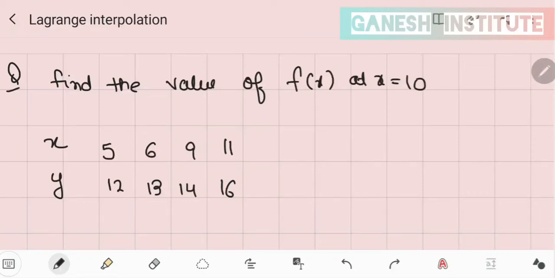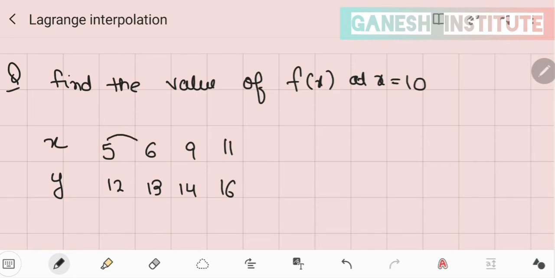So in today's video we are going to discuss Lagrange's interpolation. When do you need to apply Lagrange's interpolation? When you already have so many formulas, which you can see: Newton's forward, Newton's backward, Gauss forward, Gauss backward, and so on.